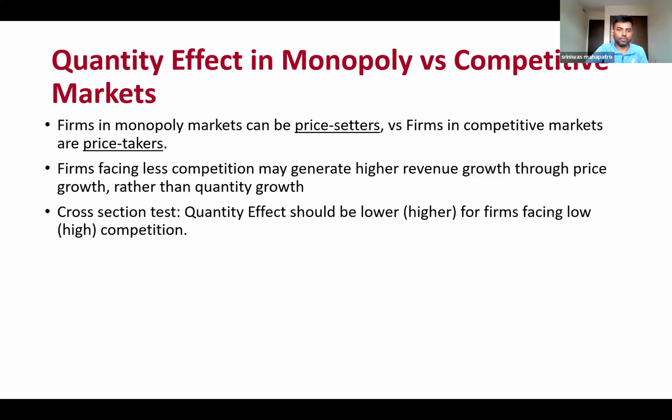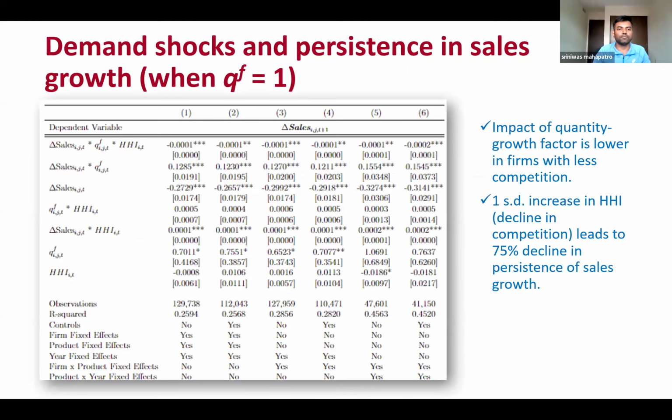For this test, we calculate the HHI of the industries and interact it with our persistence variable. So this persistence model which we showed with the double interaction, and then the triple interaction, we are multiplying with the HHI of the industry. And what we find is, if there is a one standard deviation increase in the HHI value of the industry, it leads to a 75% decline in the persistence of revenue growth. One standard deviation of HHI is somewhere around 650 or so. So it kind of eats away the persistence that we are showing.